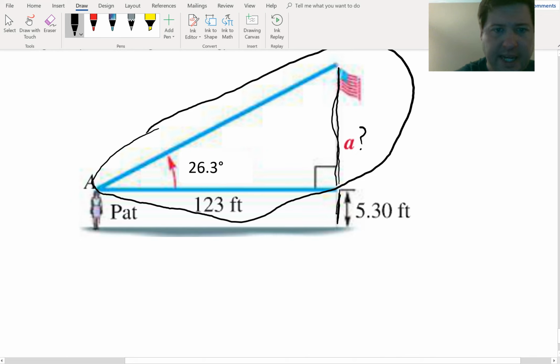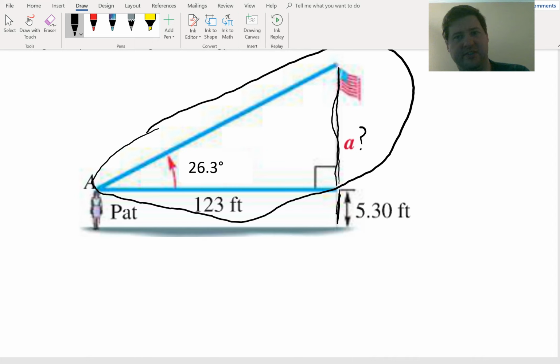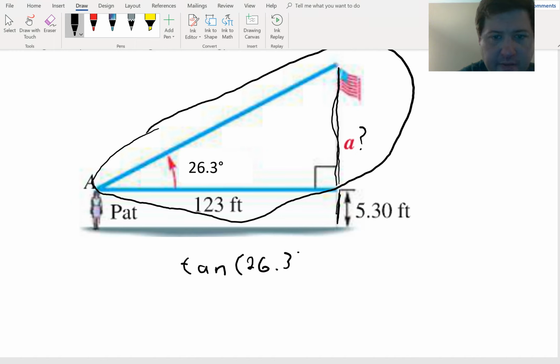The question is, how can I relate an angle to the side opposite it? And the other bit of data they gave us, they gave us this 123 feet, and where is that? For those of you playing at home, yes, that's the adjacent side. So we're trying to relate this angle to the opposite and the adjacent side. So that would be tangent. So I'll go ahead and write the tangent definition, while plugging in the values that we know. So tangent of 26.3 degrees is equal to A divided by 123 feet.